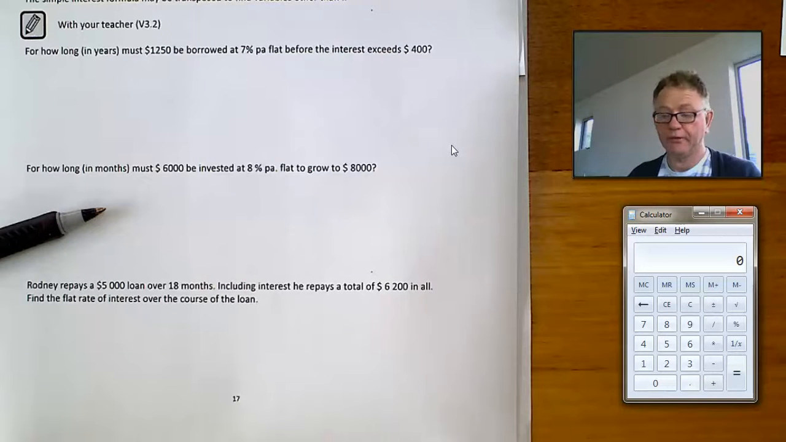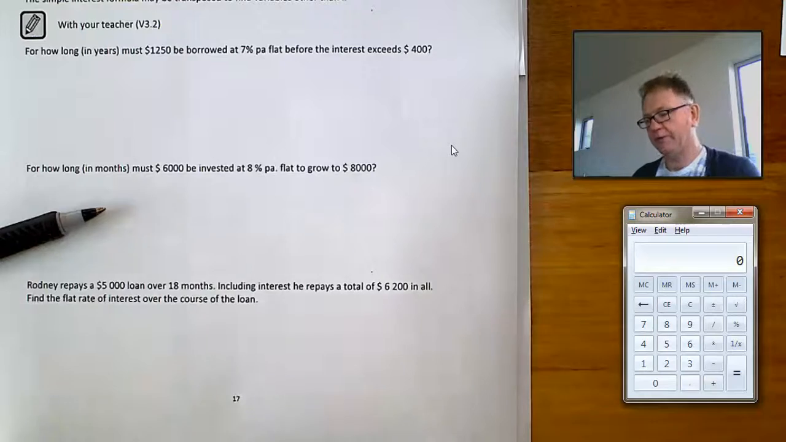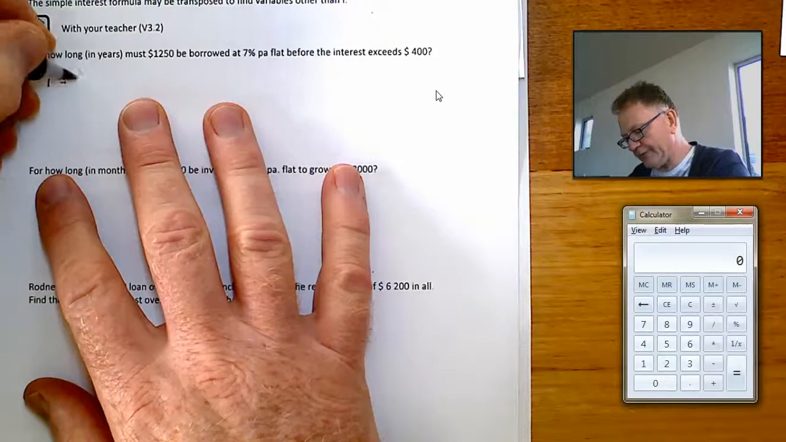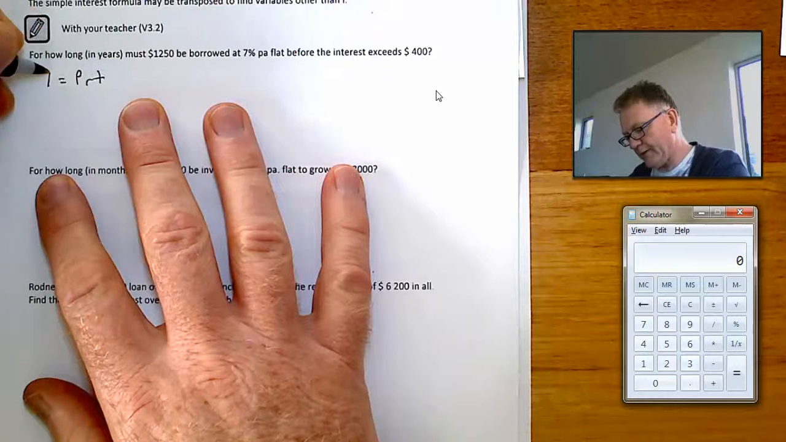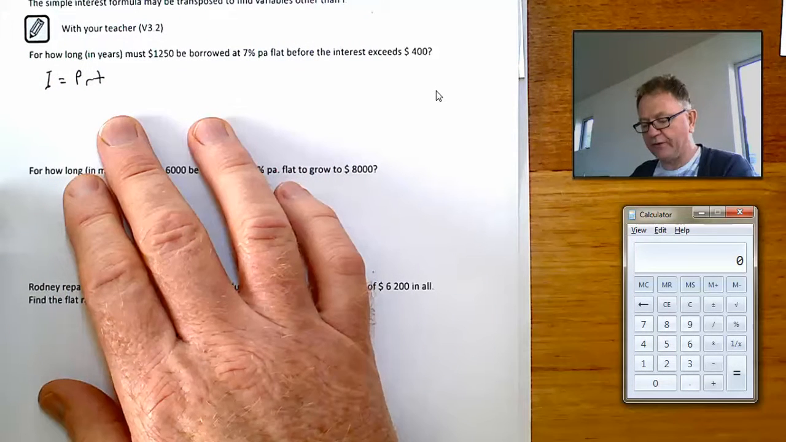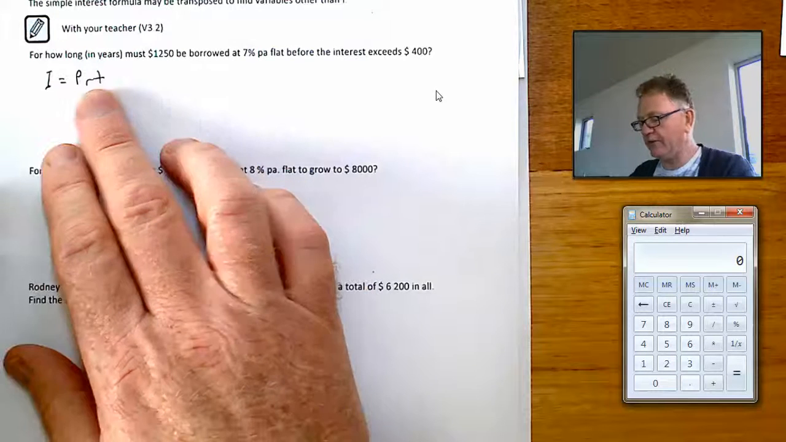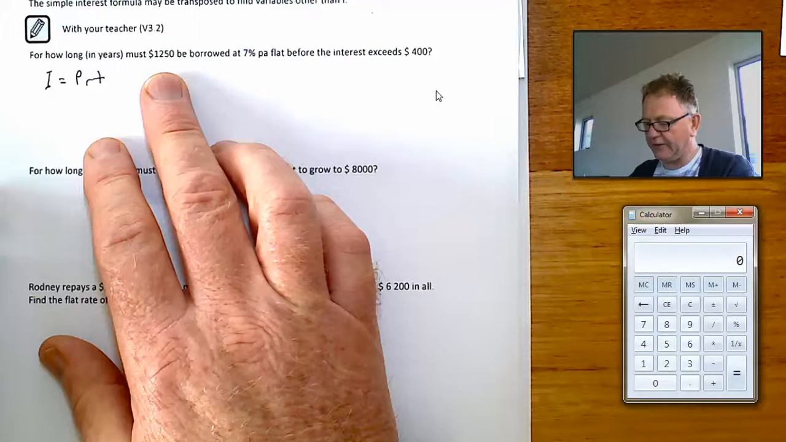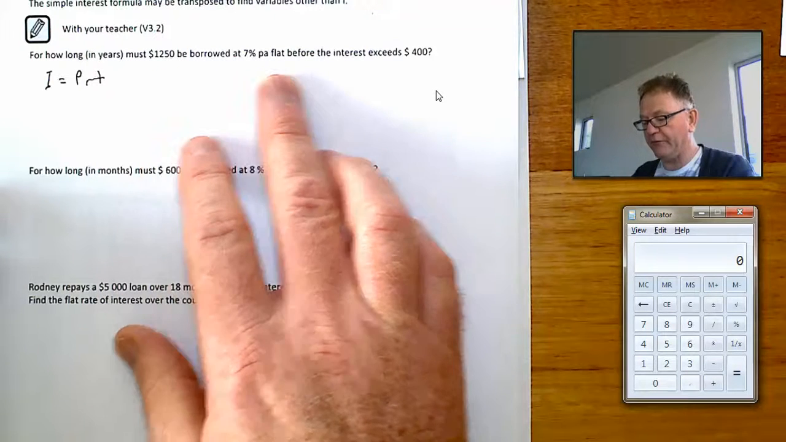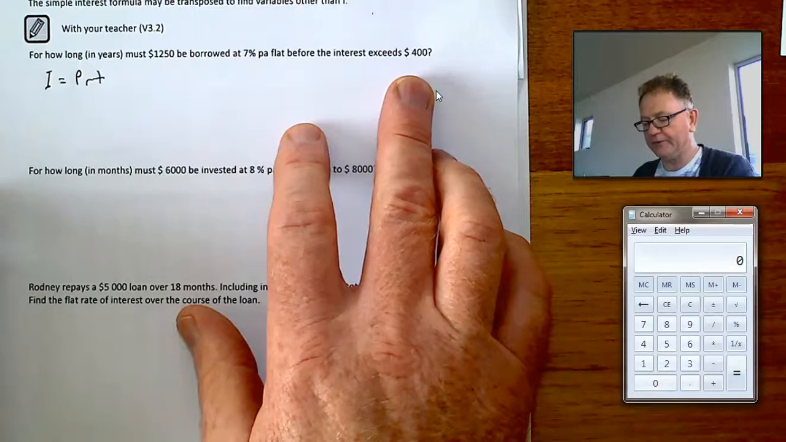We're doing some more questions on simple interest here. So that means we're using the formula I equals PRT. But you'll find in this question, the variable we're trying to find is not the subject of the equation. For how long in years must $1,250 be borrowed at 7% flat before the interest exceeds $400?